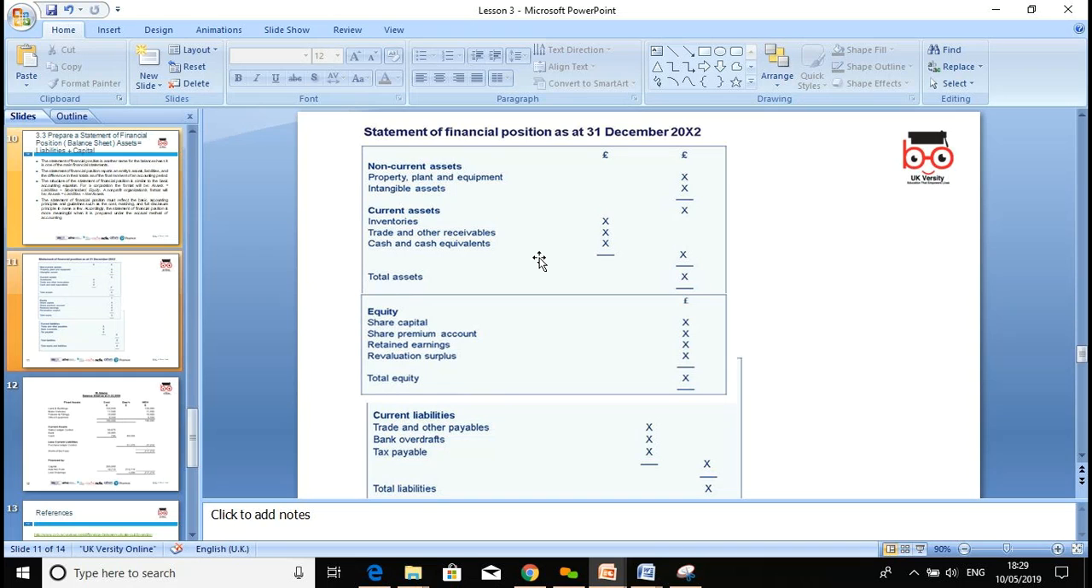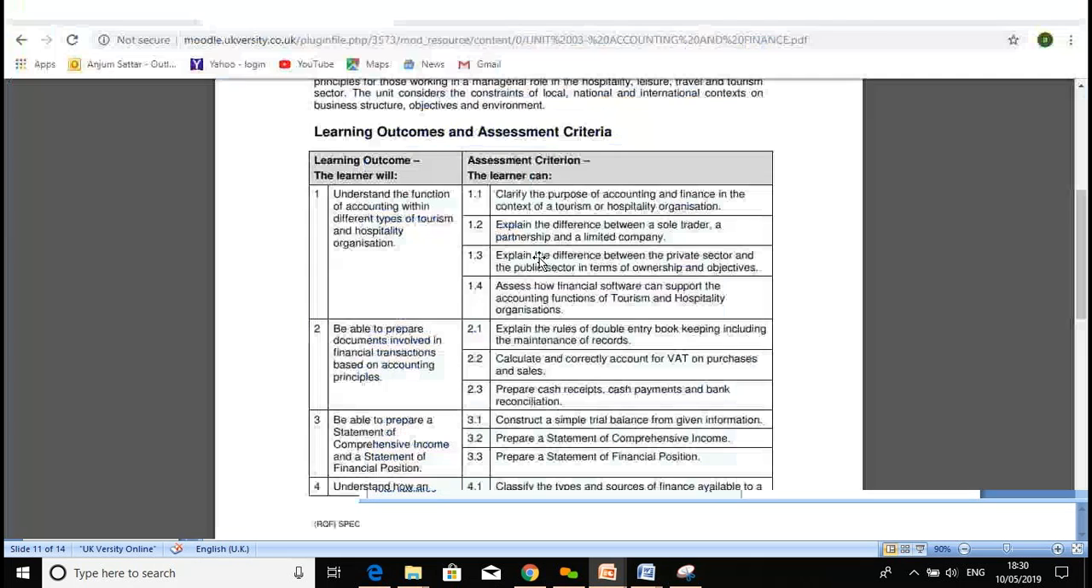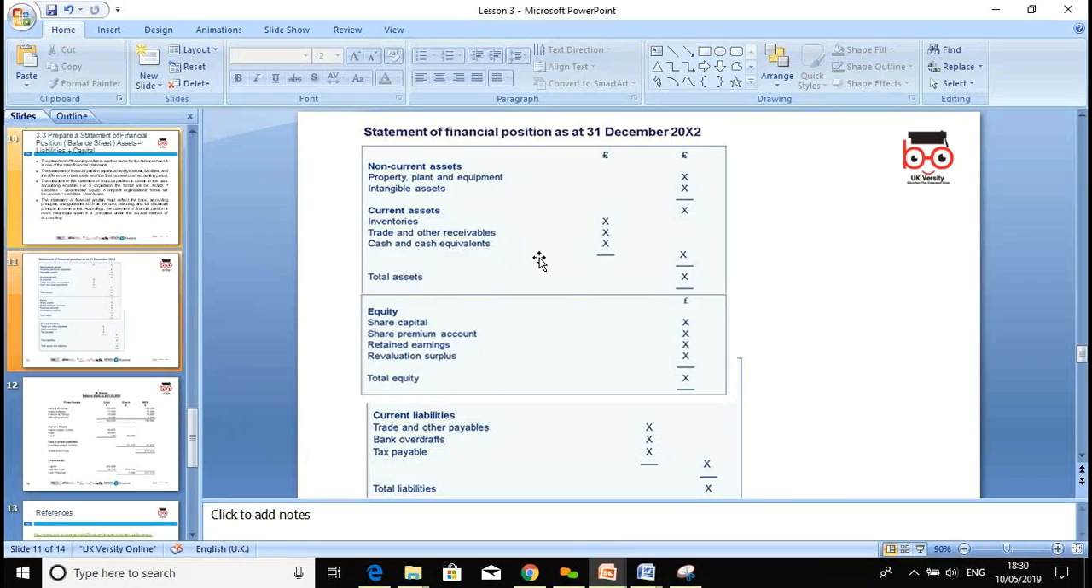Then we have equity. Equity means the investment or share capital, and share premium. If we are selling shares for more than the value of the shares, we are earning more than that, so that's called premium. Retained earnings are the profit we have not distributed to the shareholders; we retain it. Revaluation: sometimes, say we bought land and the land value is higher now, that's a revaluation, so we record that as capital as well.